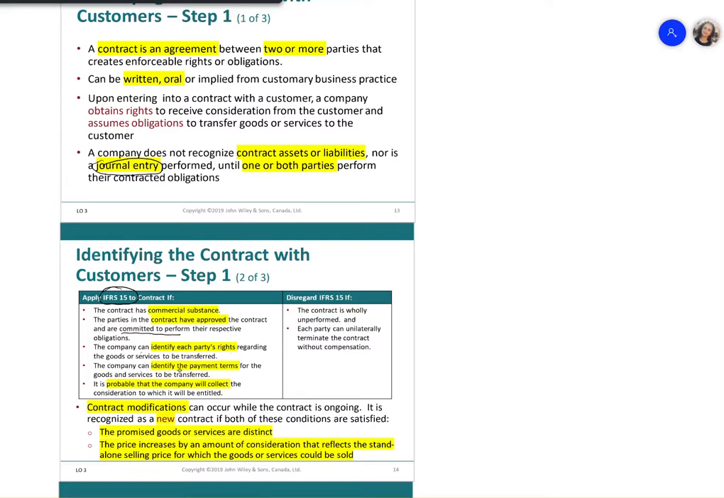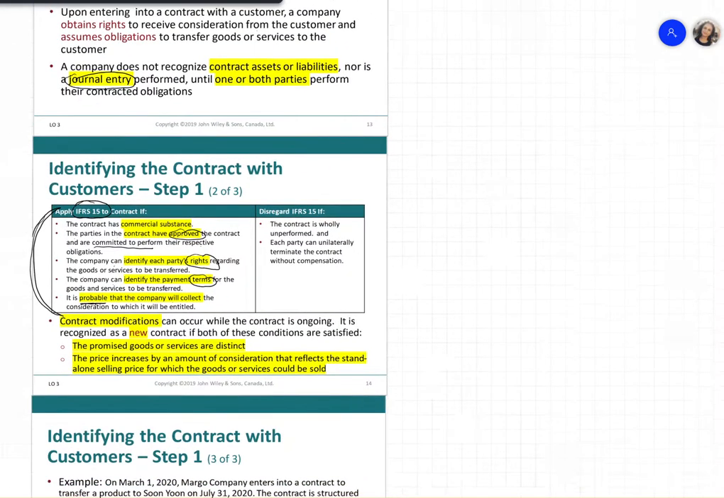The company can identify the payment terms, so the terms are there. Each party's rights are there. The contract is approved by both parties, and then it is probable that the company will collect the consideration. I say money, but when you think of the consideration you could collect, it can be monetary or non-monetary. If all these things are present, then it is a contract.